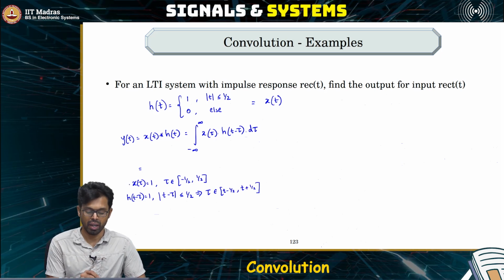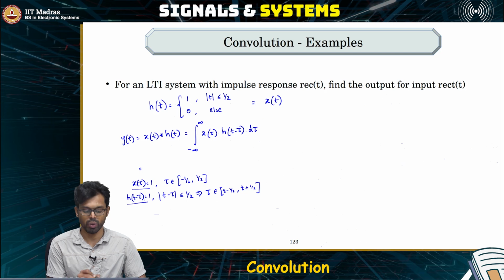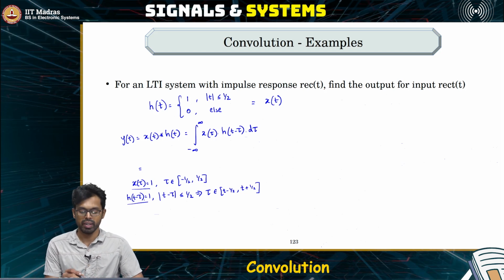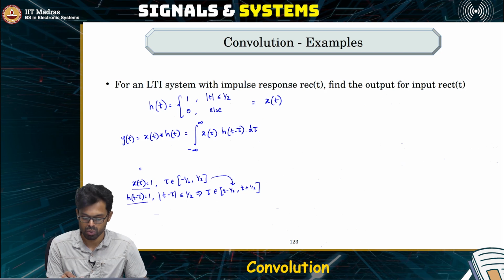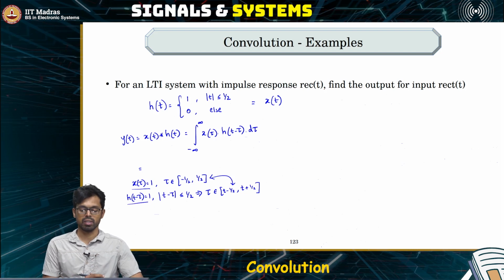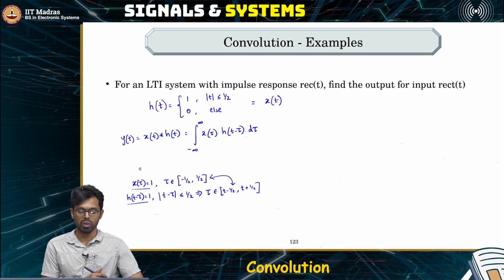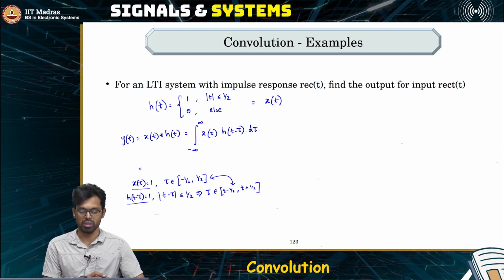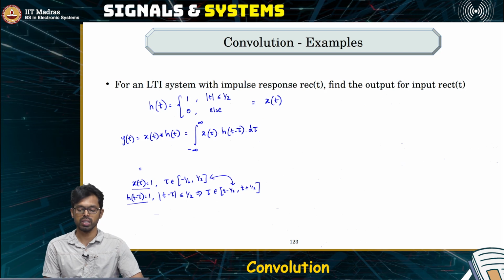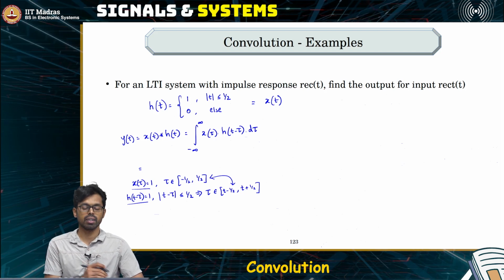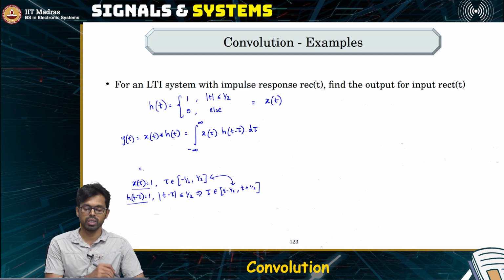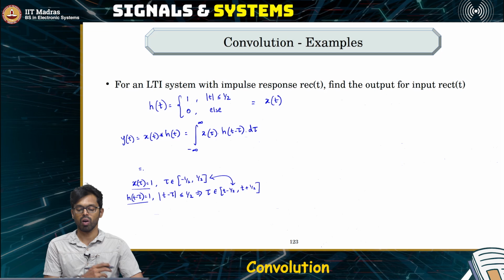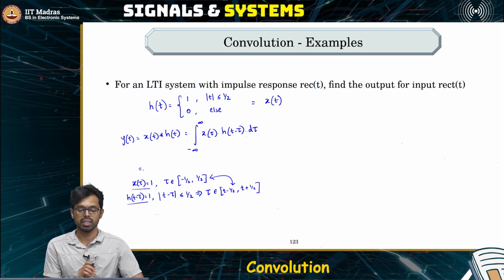So we have the signals x of tau and h of t minus tau both being 1 only when tau belongs to both these intervals simultaneously. Otherwise it will be 0. So what we need to find out here is the intersection of these two intervals. In that intersection, the product of these two signals together is 1. In all other regions of tau, it is equal to 0.